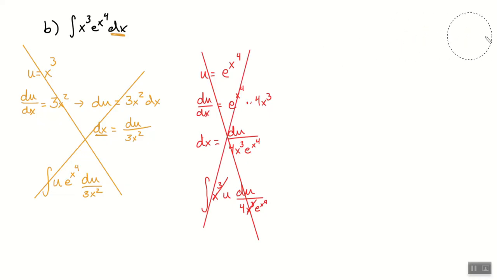Well, is there another choice of u that we could try? Let's try the only thing I think that's left, x to the fourth. If we do this, what's du/dx? And I'm going to do something here. What's du?